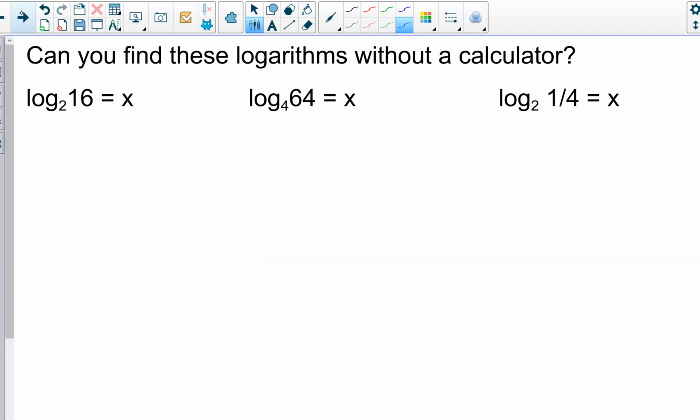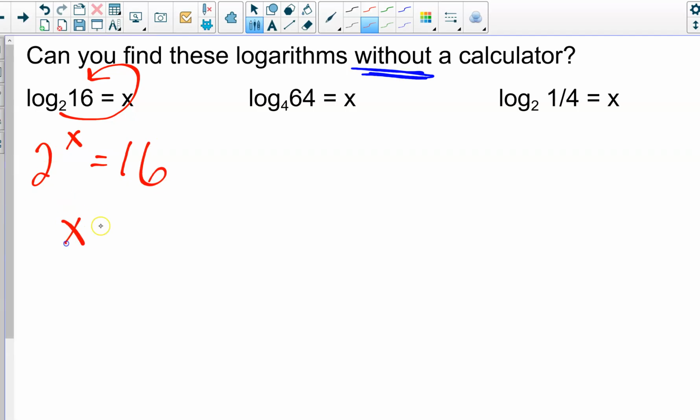So can you find these? And the key here is without a calculator. So I'd want to see work to get credit. If you just plug that in, there's a way you could do that, but you wouldn't get any credit for that. So the first thing I would do, I don't know what the log is, so I'm going to change this to exponential. 2 to the x equals 16. And thinking about it, x would have to be 4 to make that true. So I solved this without a calculator, using the inverse of logs, which is exponents.